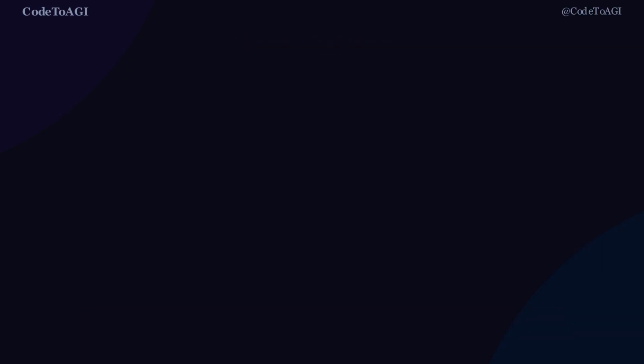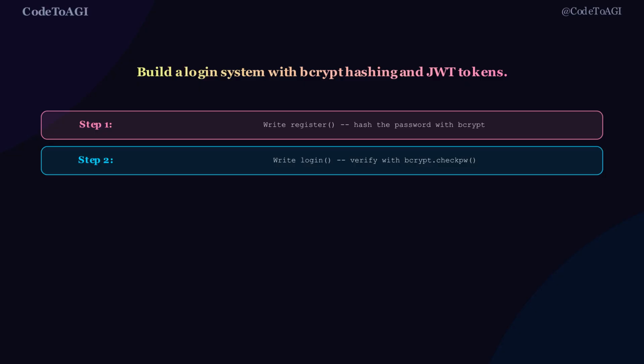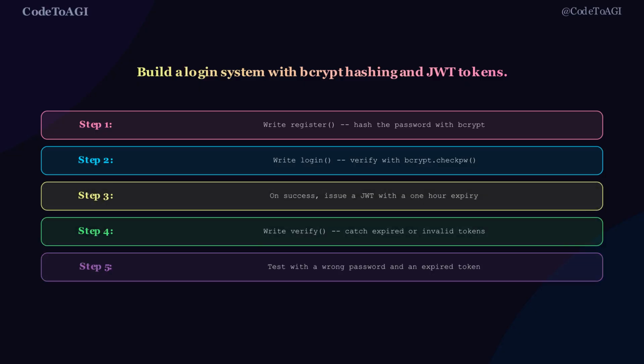Your challenge. Step 1. Write a register function that hashes the password with bcrypt. Step 2. Write a login function that uses bcrypt.checkpw to verify it. Step 3. On a successful login, issue a JWT with a 1-hour expiry. Step 4. Write a verify function that catches expired or invalid tokens. Step 5. Test it with a wrong password and with an expired token. Reply with a screenshot of your AuthBot rejecting an expired token.